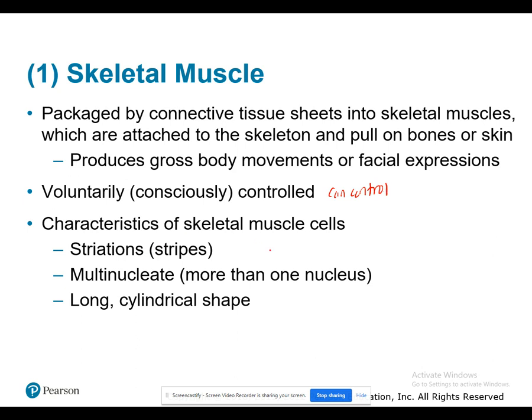Now, some characteristics of the cells that make up skeletal muscle tissue is that they're striated. And if you don't know what striated means, I put it here in parentheses. It means that there are stripes. And I'm going to show you a picture, and you can kind of see the stripes within that picture as well. It is also multinucleate. So it's going to have more than one nucleus. So generally, cells typically only have one nucleus, but skeletal muscles are very, very common, and they can have 2 or more. And then in terms of their shape, they're very long and they're cylindrical.